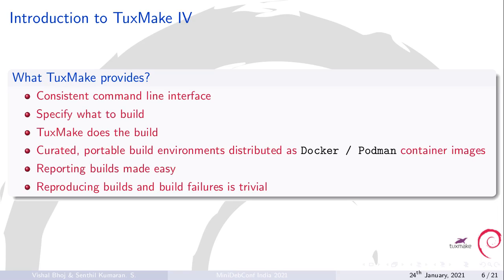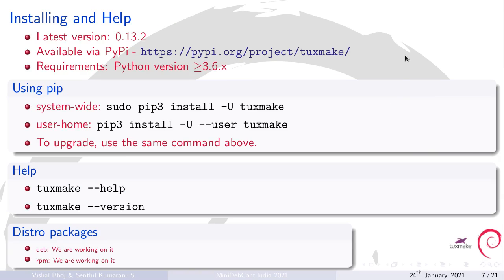It also makes, as I said before, reproducing and reporting builds on mailing lists and different channels easier by passing on the TuxMake command, which they used for building a specific combination or a specific Linux kernel. Let's see how to install and the basic usage of the TuxMake command line. Let me pull up a terminal.